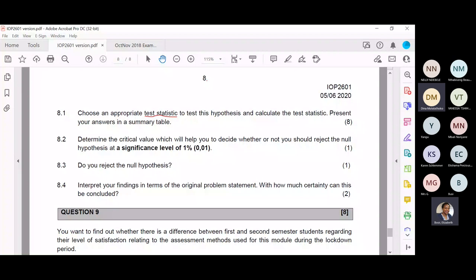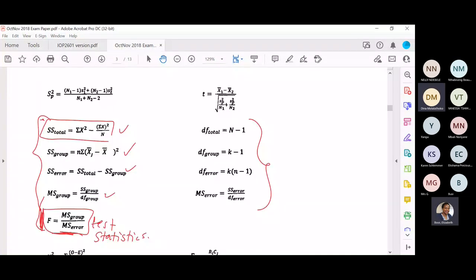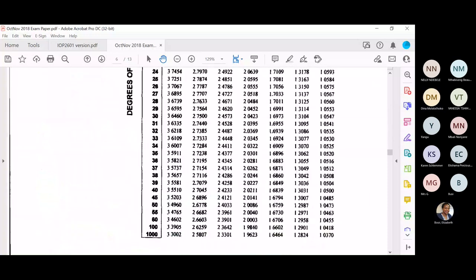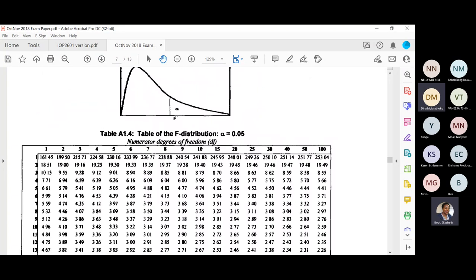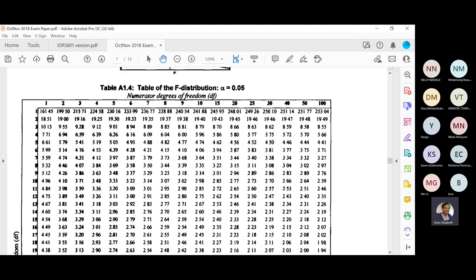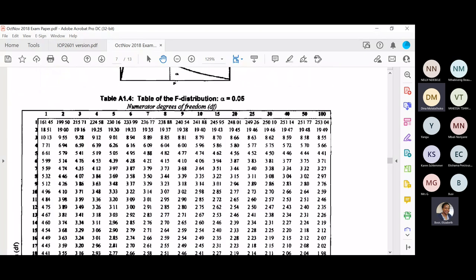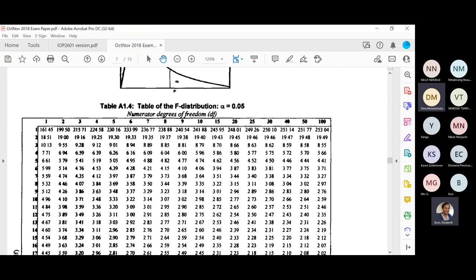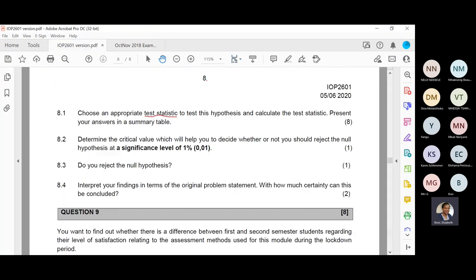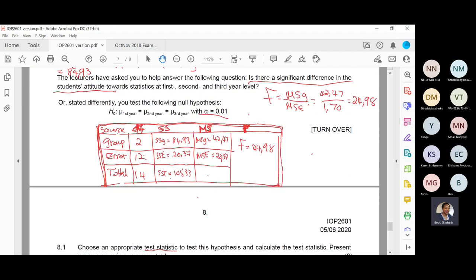8.2, determine the critical value, which will help you decide whether or not you will reject the null hypothesis. So this is ANOVA. Remember with ANOVA? We use the F distribution. So remember with F distribution, you have your degrees of freedom 1 and your degrees of freedom 2. So your degrees of freedom for the numerator will be what was in the F test, which one was at the top, group. So degrees of freedom for group is 2. And degrees of freedom for error is 12.